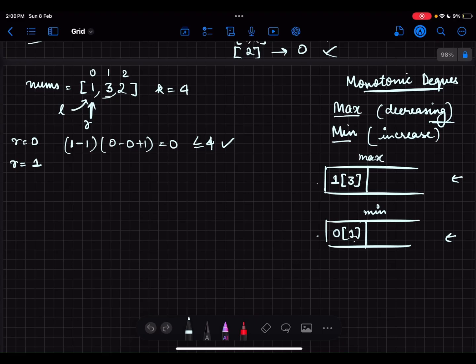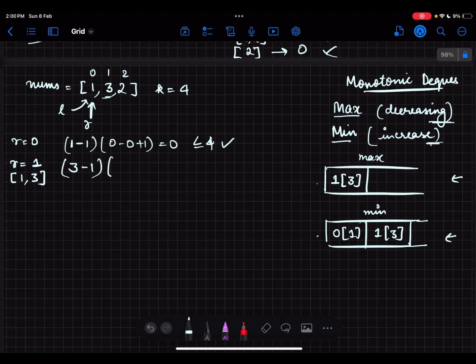Since the value at 0th index, which is 1, is not greater than 3, we simply push back the current R value, which is 1. This ensures our min index is strictly in increasing order. Now for R is 1, we have a window of 1, 3. The max, which we check from the front of the max DQ, is 3. The min, which we check from the front of the min DQ, is 1.